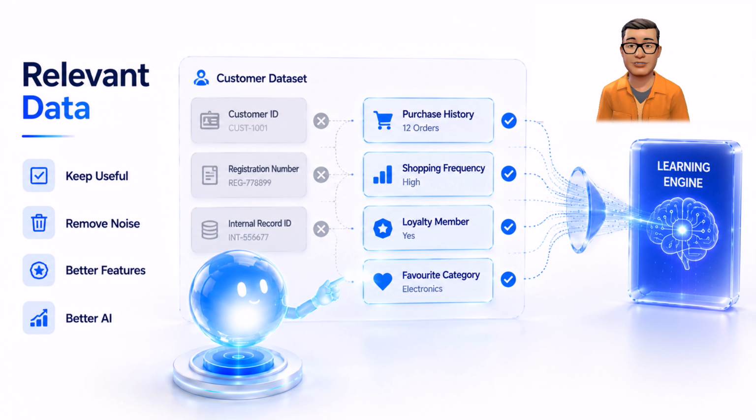Not every piece of information helps an AI make better decisions. Imagine trying to recommend products to a customer. Knowing their purchase history is useful, knowing how often they shop is useful, but does the customer's internal record number help predict what they will buy? Probably not. During data preparation, we identify the information that is truly useful for the problem we are solving. This helps the AI learn faster and often leads to better predictions.